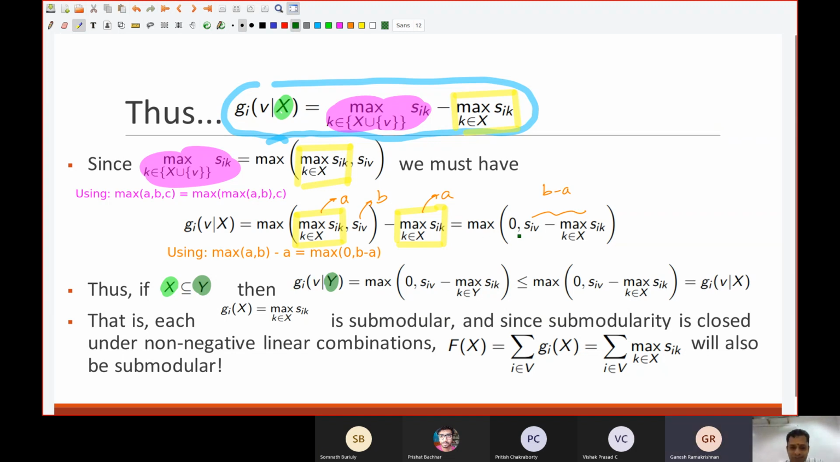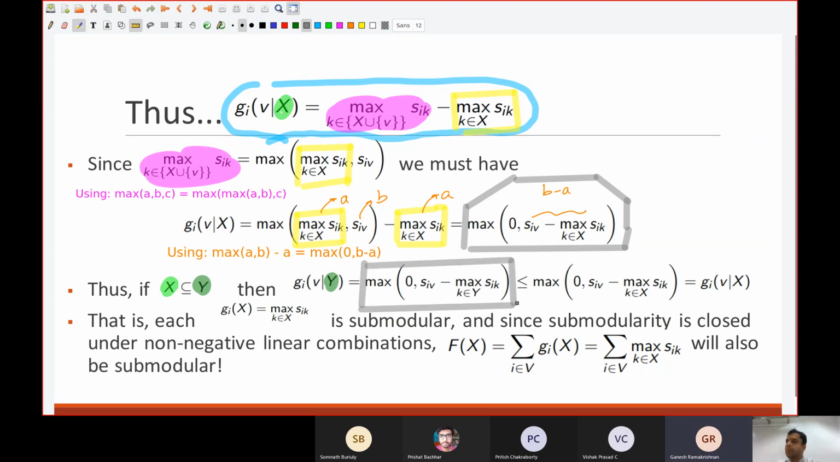So I'm looking at now max of, so just this part, the final component is all I'm focused on right now. This part I'm now going to expand the x to y. Same component, same concept. Now I have y instead of x. And now you can easily see that this is less than or equal to max of 0 comma siv minus max of x in k in x. If the second component just has fewer elements to do a max over, then it will be less negative. This second component will become less negative, or rather cannot be more negative, since x is a subset of y.